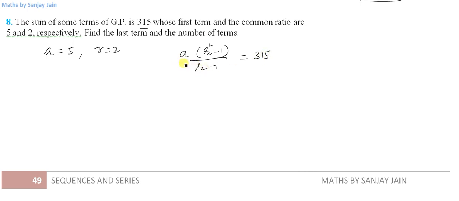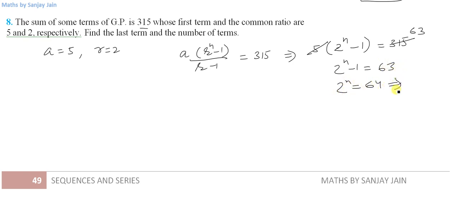So let me put value of a and value of r in this. 5, r is 2, so 2 raised to power n minus 1 divided by 2 minus 1, which is 1, is equal to 315. So 2 raised to power n minus 1 is equal to, 5 6s are 30, 5 3s are 15, right? So 2 raised to power n is equal to 64, hence I can say n is equal to 6. So number of terms is equal to 6.